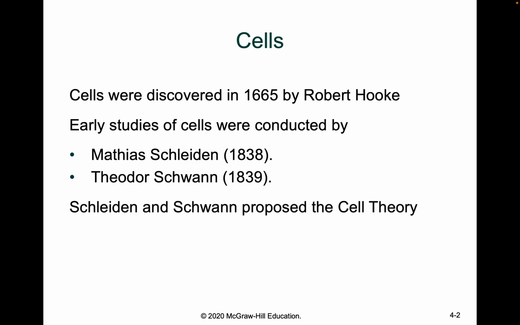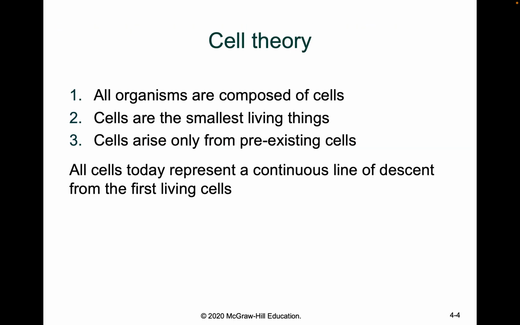Theodor Schwann, 1 year later, said something similar, but this time with animals. This guy was more into studying animals rather than plants, and he started to look into the tissues of these animals, and he saw that these tissues are also composed of multiple types of cells. And because of these guys, Schleiden and Schwann, they started to propose the cell theory, which states the following.